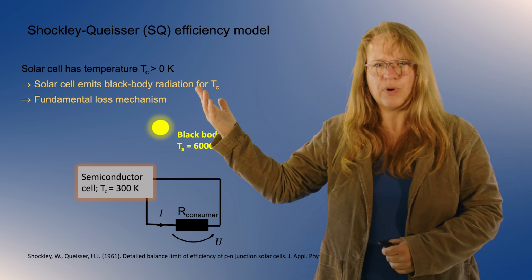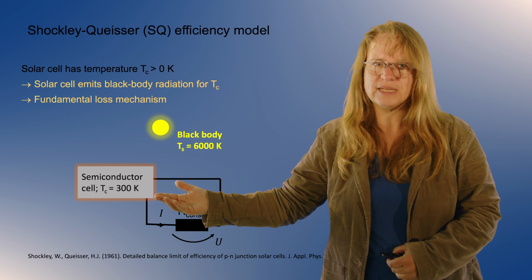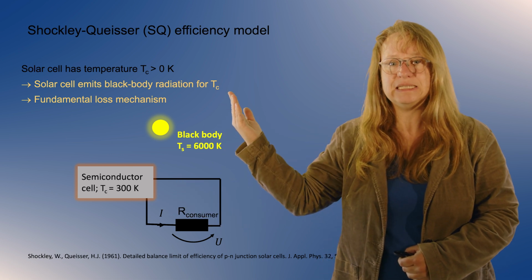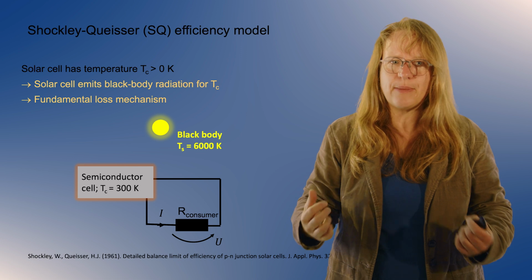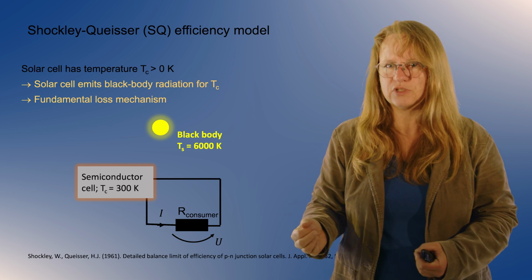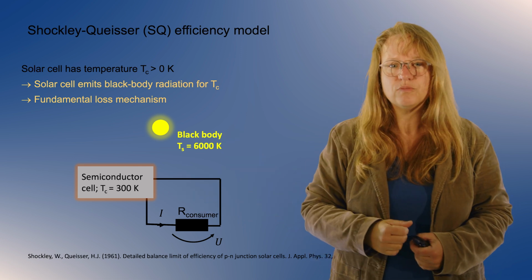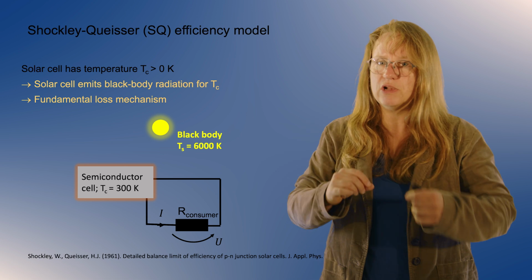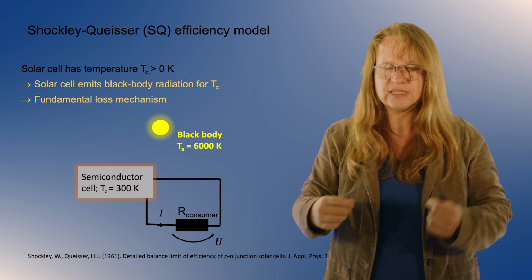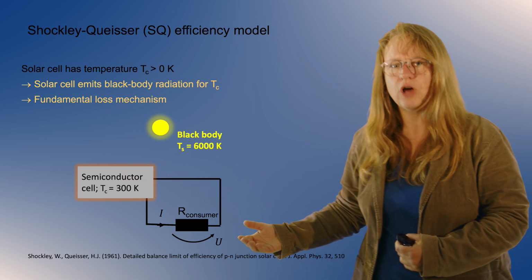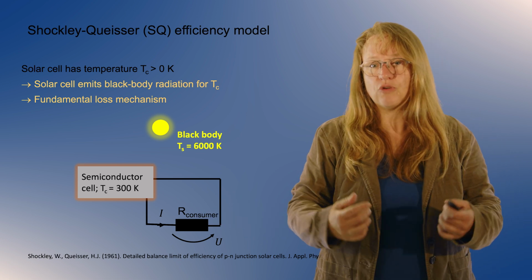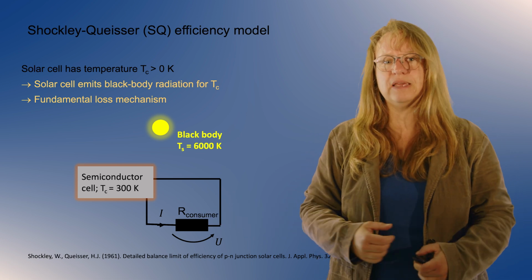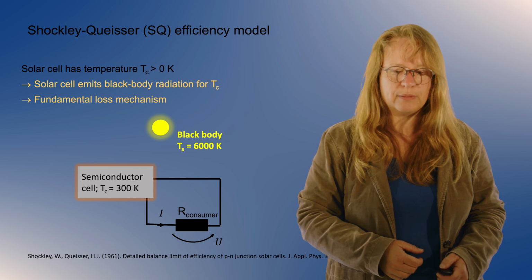So this black body radiation of the solar cell at a temperature Tc, T cell, of for example 300 Kelvin, is a thermodynamic fundamental loss mechanism. So if we have our cell at room temperature, then it means it will radiate. And this will be a loss because the radiation will not be available for the circuit here to drive the electric circuit, so it will not be available as electric power.